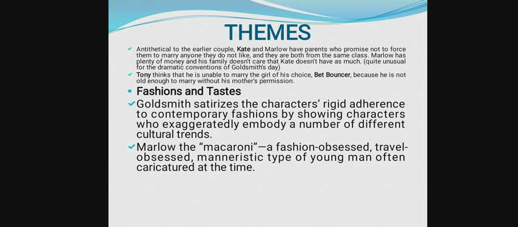And fashion annotates the last point which Goldsmith wants to take through this drama, that he wants to satirize the characters' rigid adherence to contemporary fashions by showing characters who exaggeratedly embody a number of different cultural trends. That's the main thing that he wants to propagate through the theme of fashion and tastes. You look at Marlowe, who is considered to be a macaroni. Macaroni means a fashion-obsessed person, a travel-obsessed person, a mannered type of young man, often caricatured at the time. That's the proper meaning of macaroni. So these are the points which have been promulgated through fashion and taste.